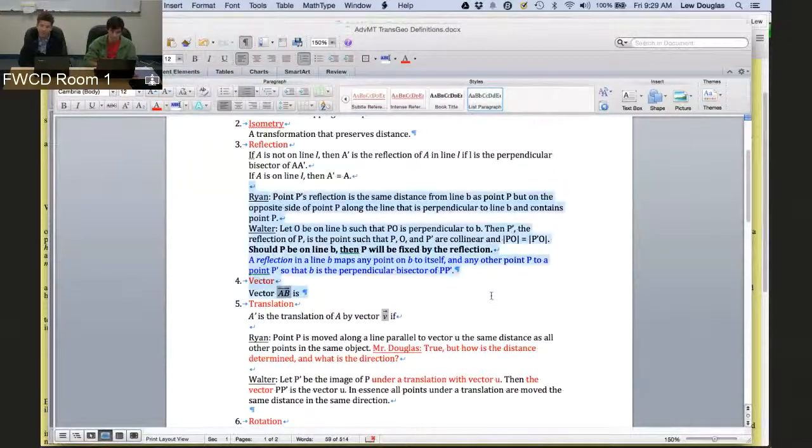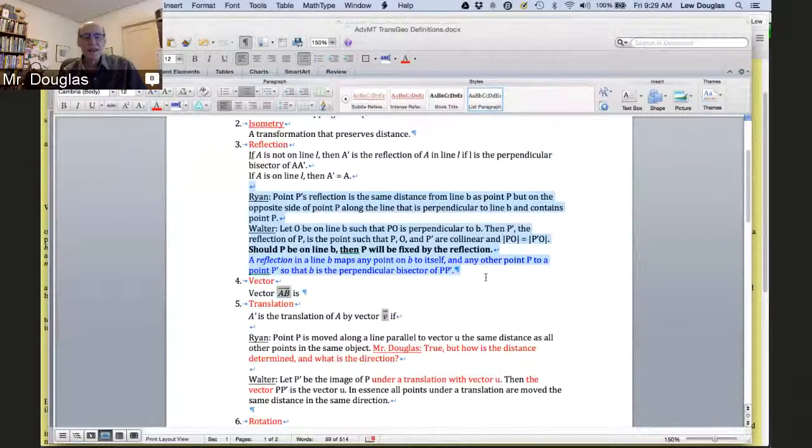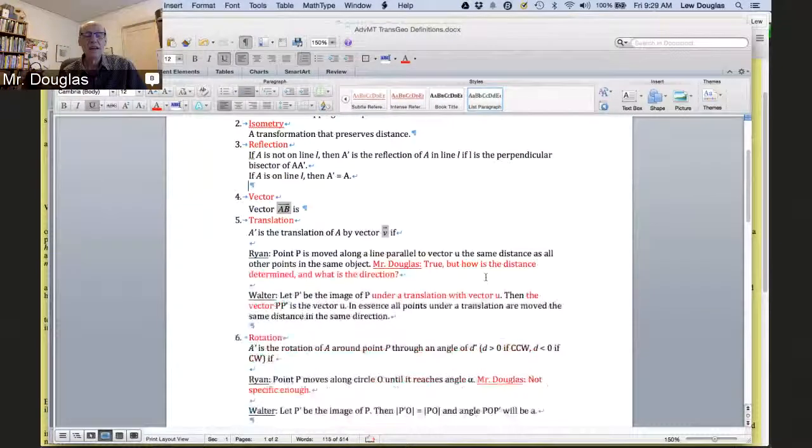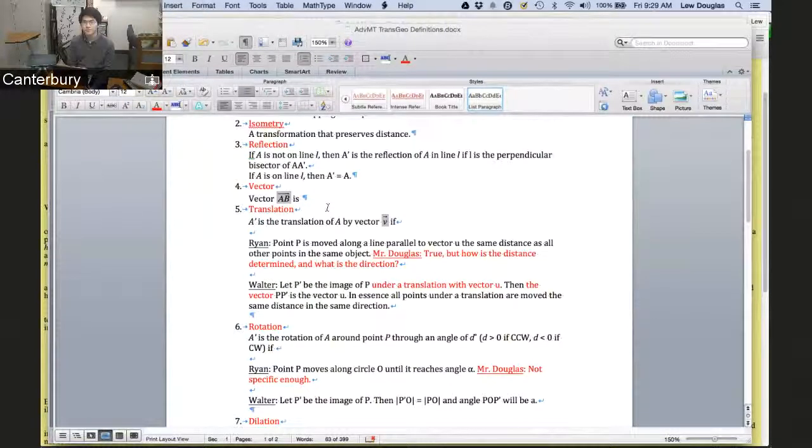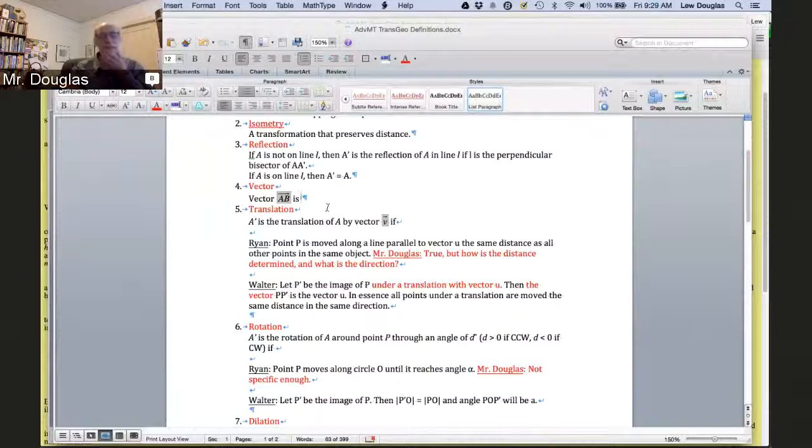All right. Let's get rid of this. This is going to be our official list here. And I will share it. Okay. A vector was not defined. So what is a vector? Vector AB is what? How should we define that? Or should it be undefined? Should it be an undefined term?